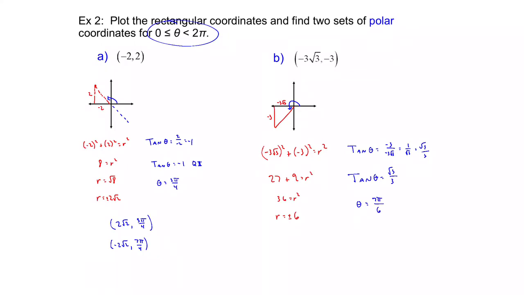So we do want to find two sets of polar coordinates, so we will do a positive r value first. That would be 6, comma, and then that would be our 7 pi over 6. And then if we had a negative r, negative 6, once again that goes in the opposite direction, so it'd have to be in quadrant 1. So that would be pi over 6. And so once again, that's how you take a point in rectangular form and change it to polar form.